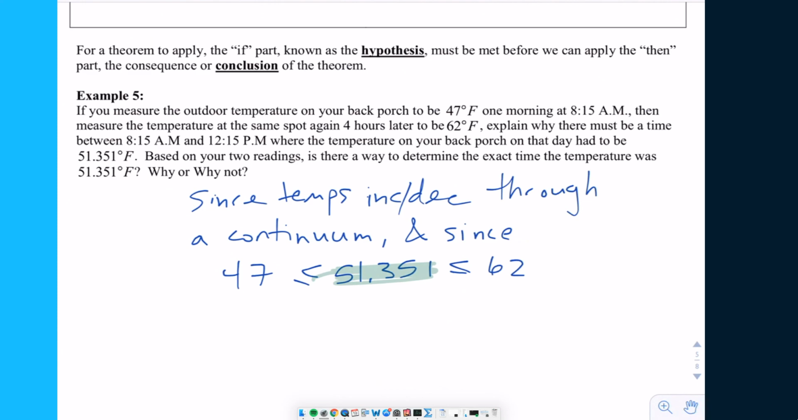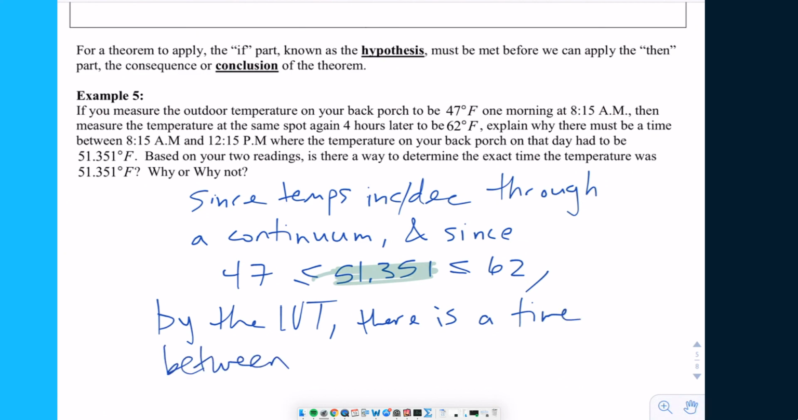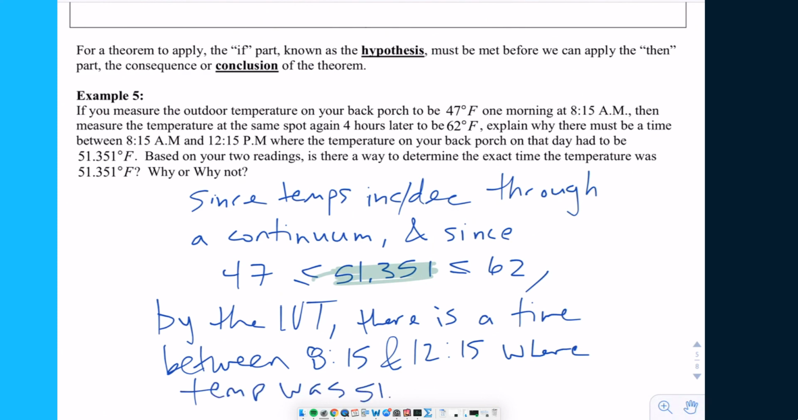And since the one we're looking for falls between there, comma, by the IVT, and then you can reuse the phrasing from the question. There is a time between 8:15 and 12:15 where the temperature was 51.351 degrees Fahrenheit. Okay, it's a lot of writing. But there it is. So what are the essential parts of using the IVT? Number one, it's got to be continuous on the closed interval.